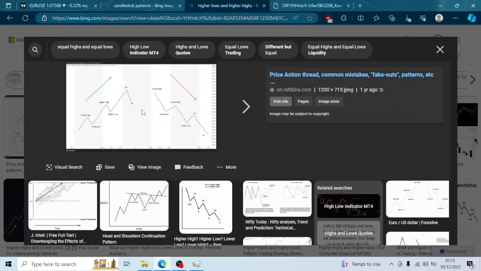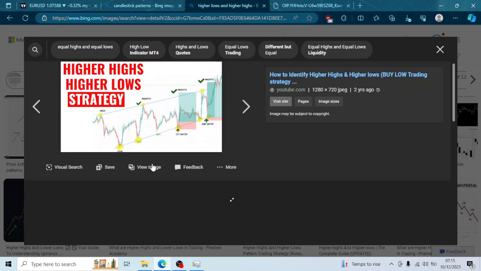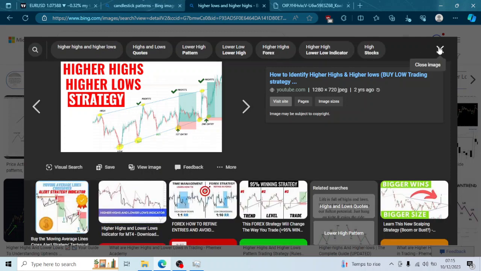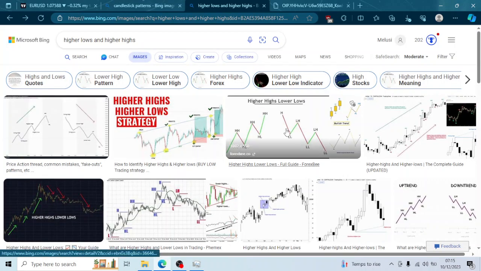Still not zooming in. Oh. No, that's a little complicated. And oh, here's something simple right here.